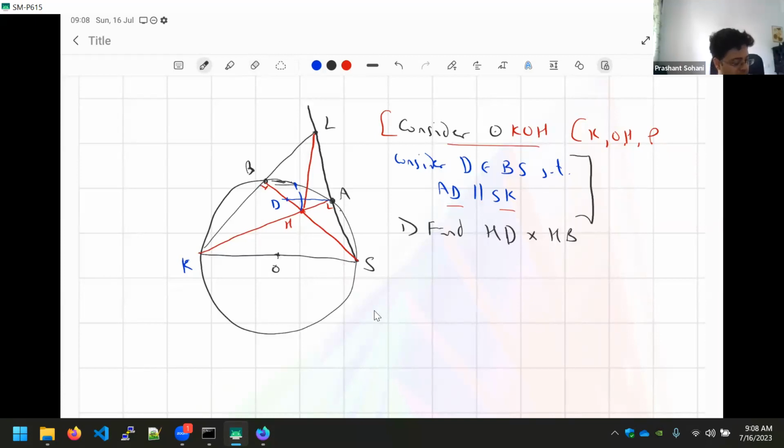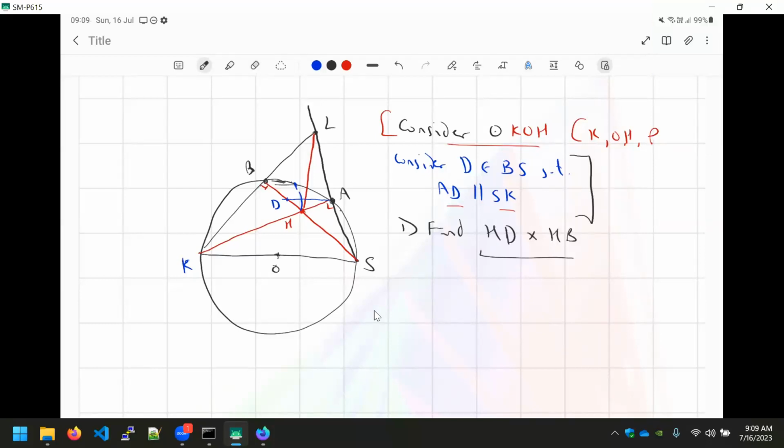And to that, I've just added this construction that consider line AD, which is parallel to the base ASK. Okay. And so we are interested in computing HD into HB. I am not telling you why right now, but just try to find HD into HB. We'll find something interesting about this question soon. So first, of course, HD into HB looks like some kind of power, right? So do we already know any power related properties about the orthocenter H?